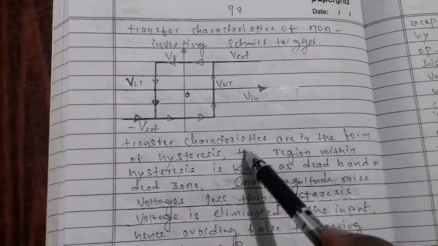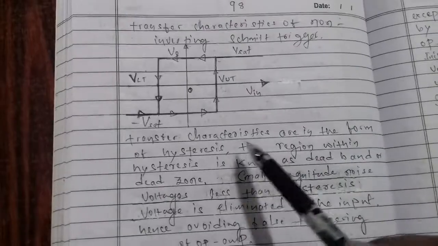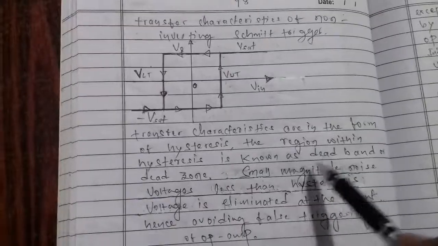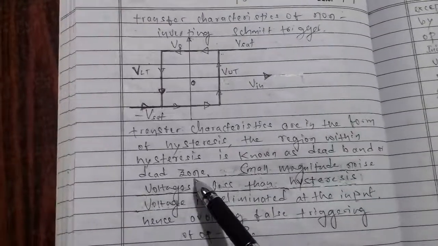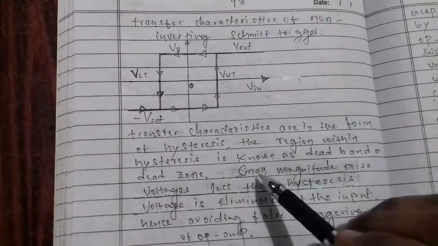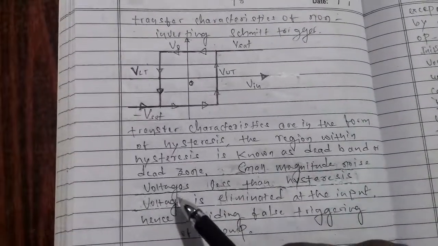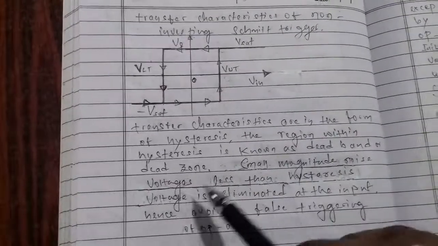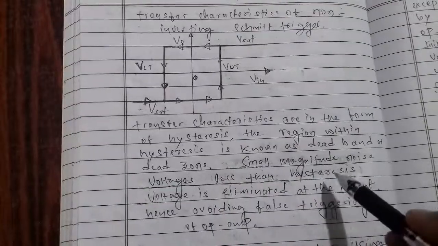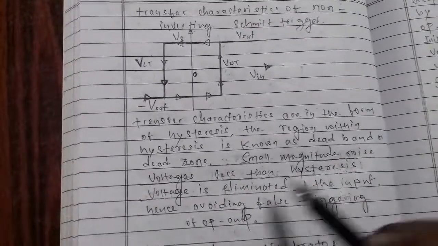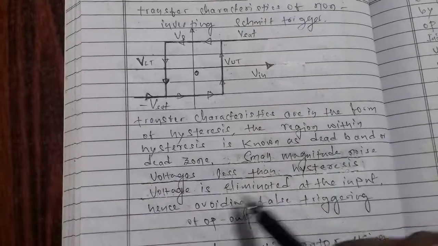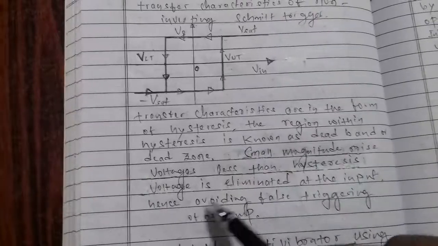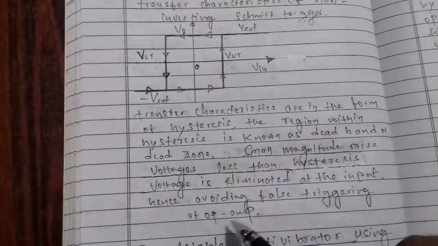The transfer characteristics are in the form of hysteresis. The region within hysteresis is known as the dead band or dead zone. Small magnitude noise voltages less than hysteresis voltage are eliminated at the input, hence avoiding false triggering of the op-amp.